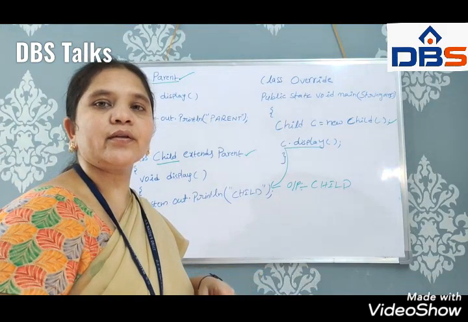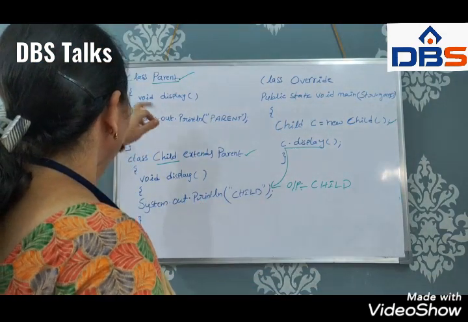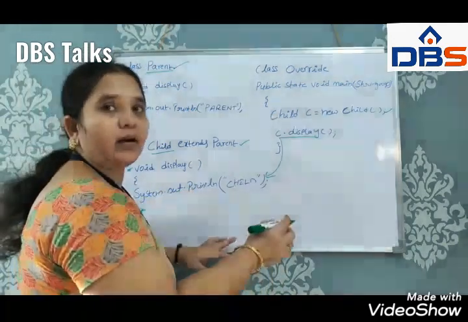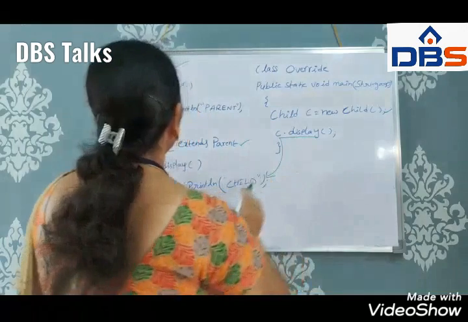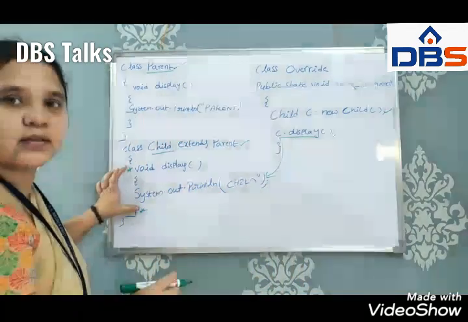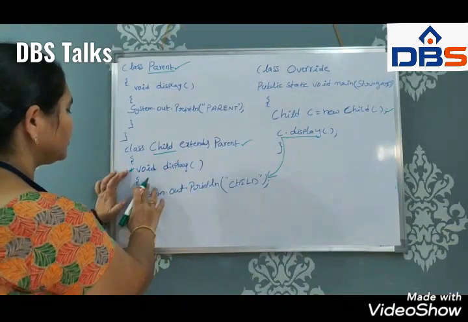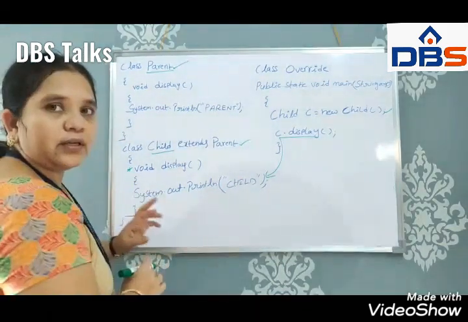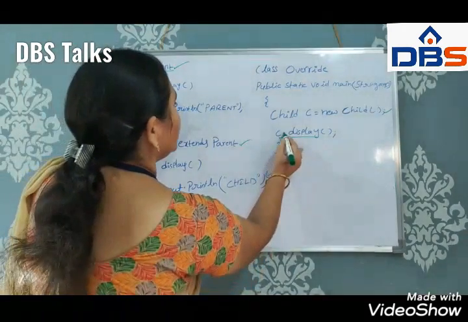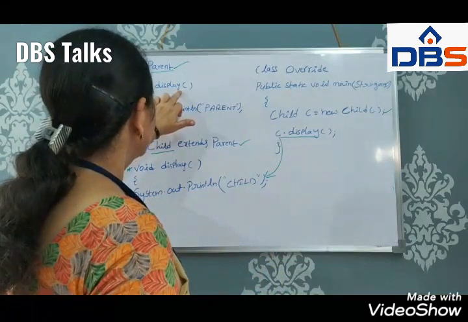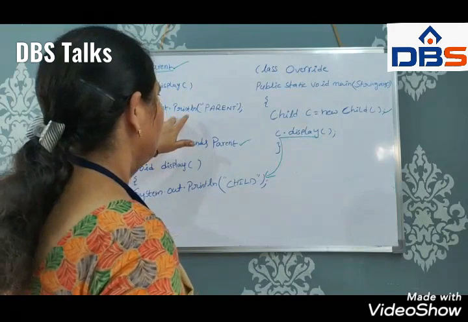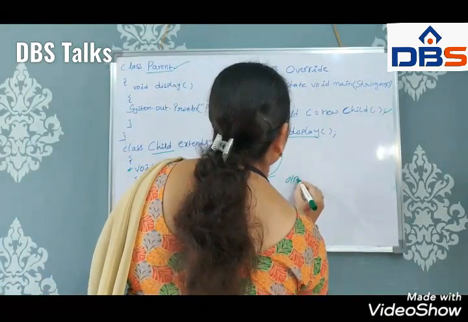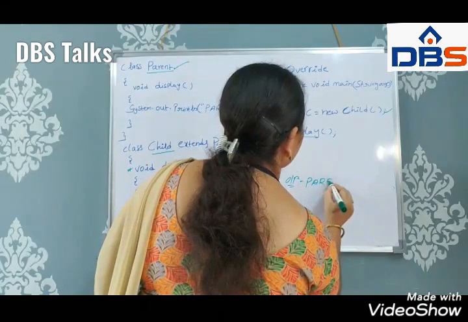Suppose I want to get the output parent. Then I need to put this part into comments, this void display and system.out.println child. Put this into comments. The controller directly goes to this method, C dot display. Directly it will go and check this method, then it will print this statement, system.out.println. What is that output? Parent.